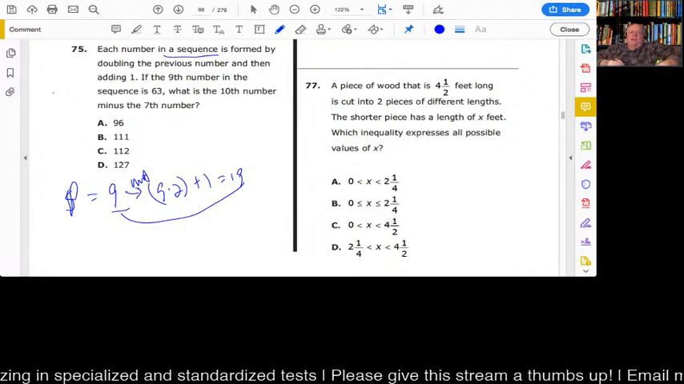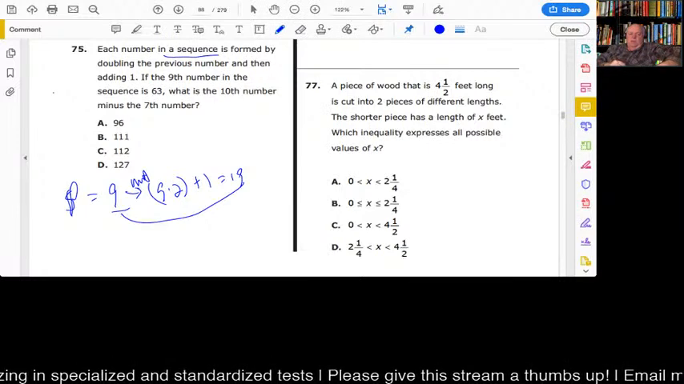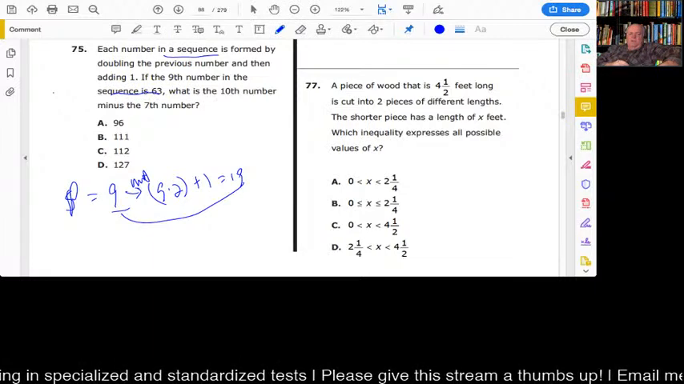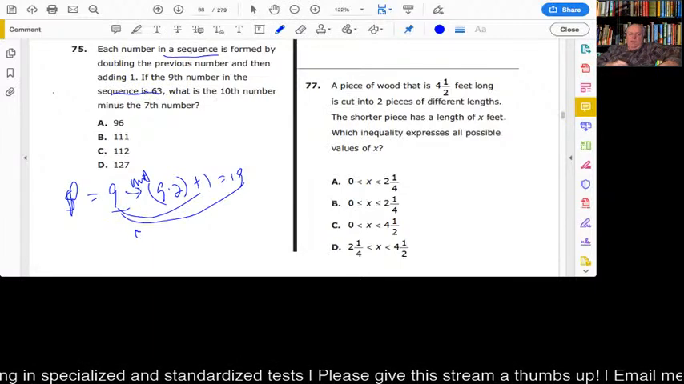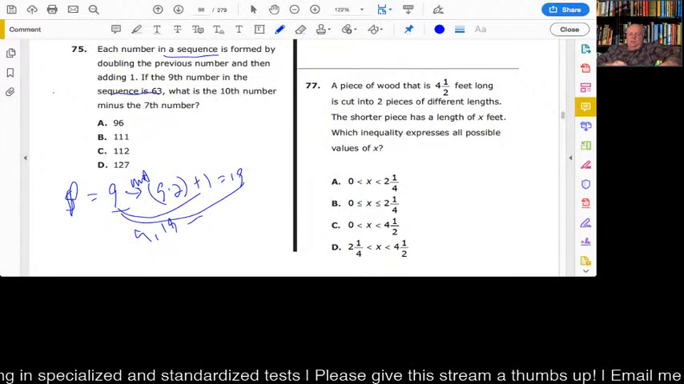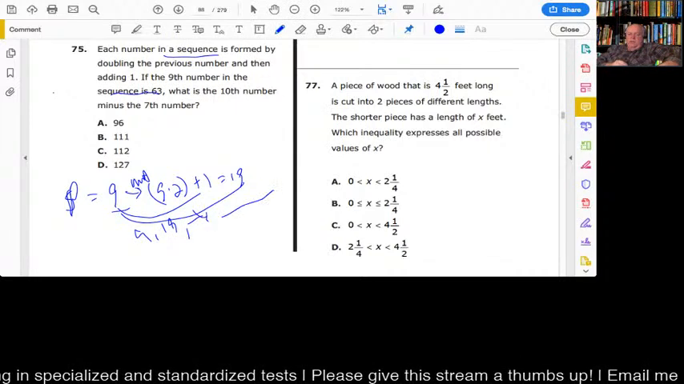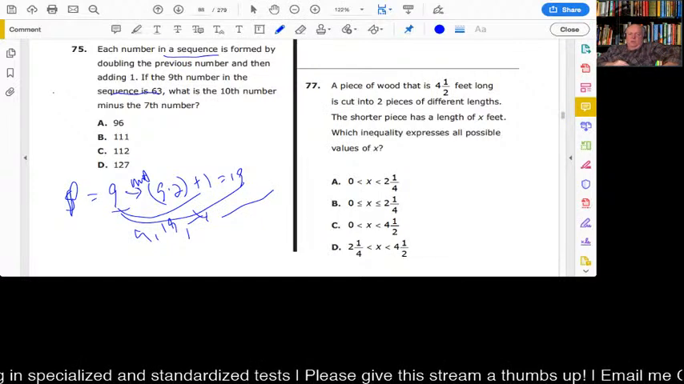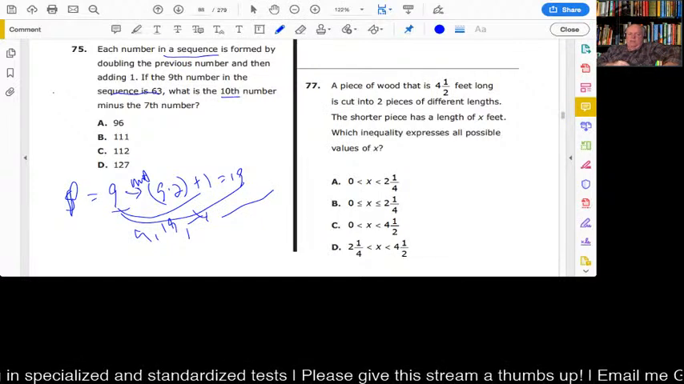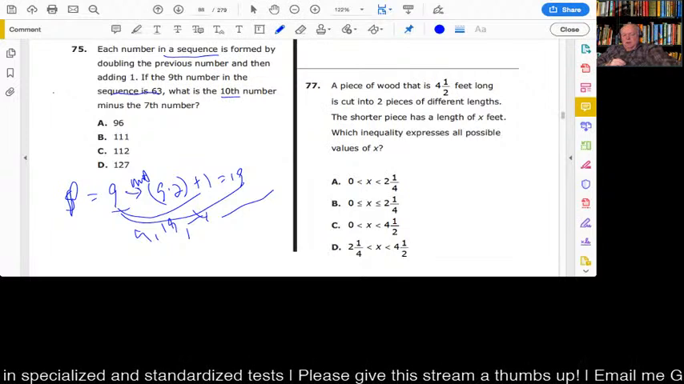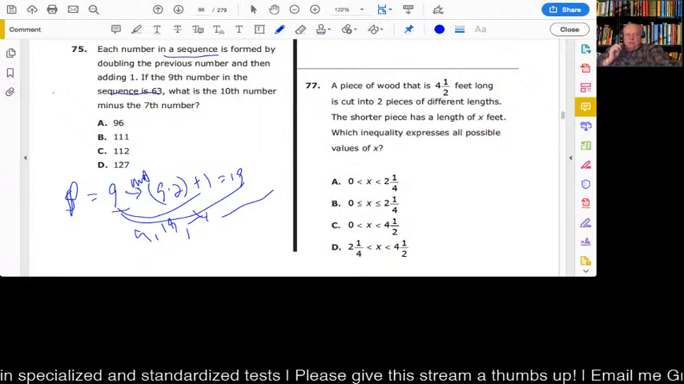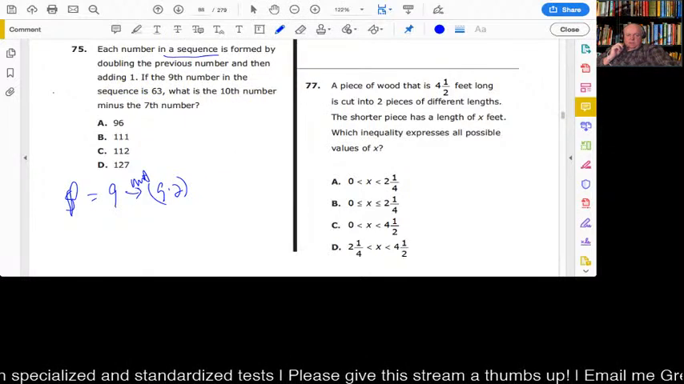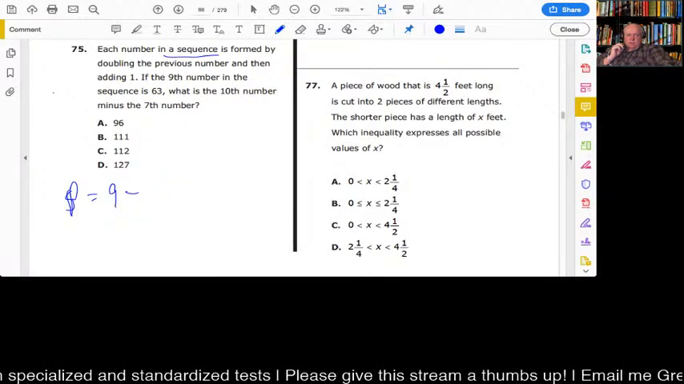If the ninth number is 63, okay, so there's some sequence where, let's say it was 9, 19, some bigger numbers, yada yada. There's a whole bunch of stuff that might go on there. All right. What is the 10th number minus the 7th number? All right. So let me get rid of some of this clutter off the screen so we can talk about this perhaps in some sort of logical fashion.